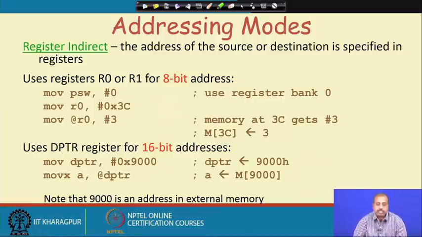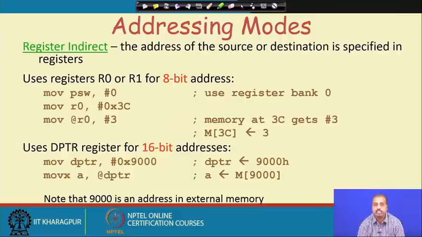If you are trying to use external memory in indirect mode, then we have to use this DPTR register. This pair of instructions will get the content of memory location 9000 into the A register, and 9000 is an external memory location. We first of all move the value 9000 to the DPTR register. So, DPH gets 90, DPL gets 00. The DPTR pair gets 9000 hex, and then we say MOVX A comma @DPTR.